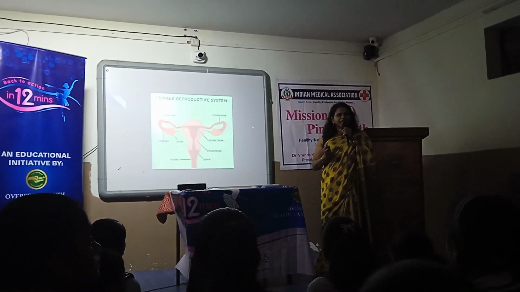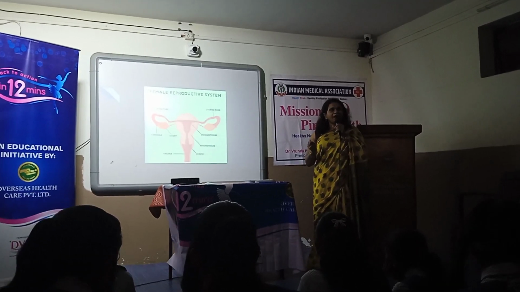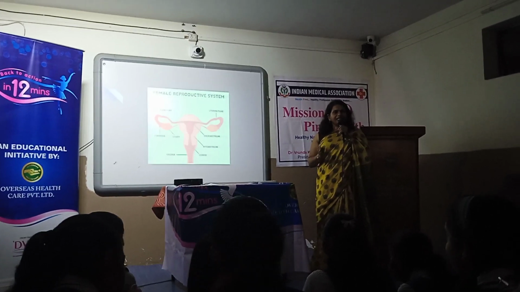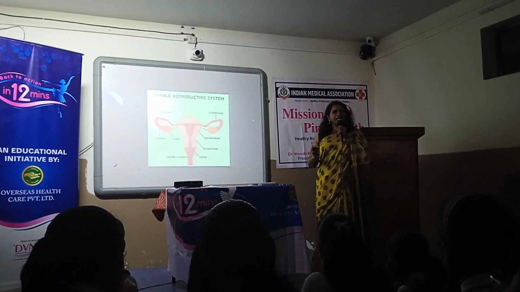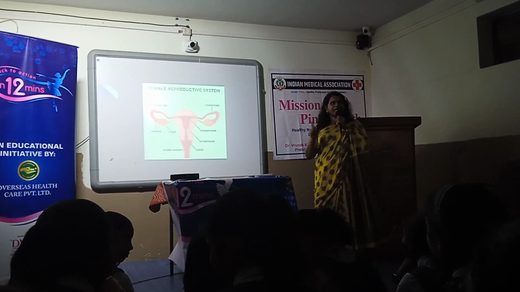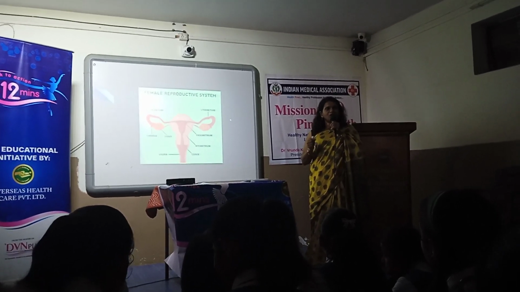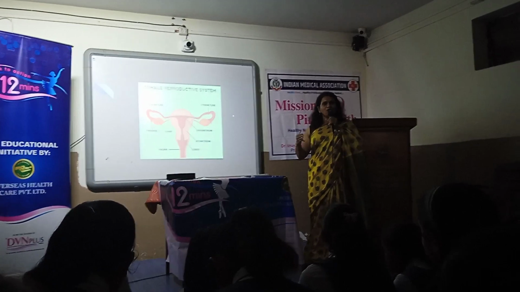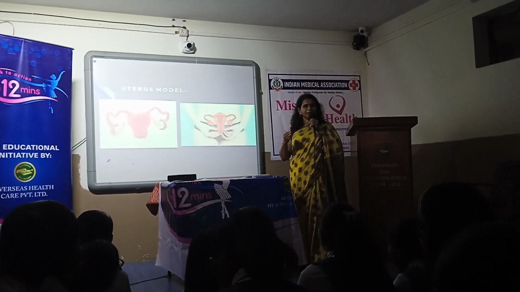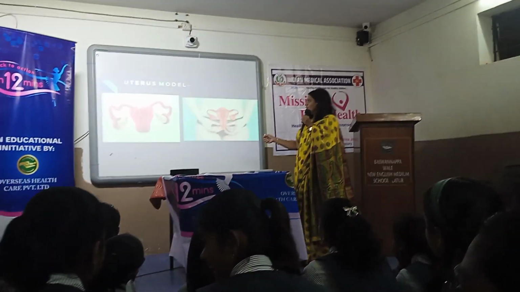We all know that every human being or every living thing comes into existence by reproduction, and there are various methods of reproduction. In human beings, it is sexual reproduction, that is male gamete and female gamete. Sperm and ovum fertilize together to form a zygote. It goes through development and becomes an embryo and then a full-term baby.